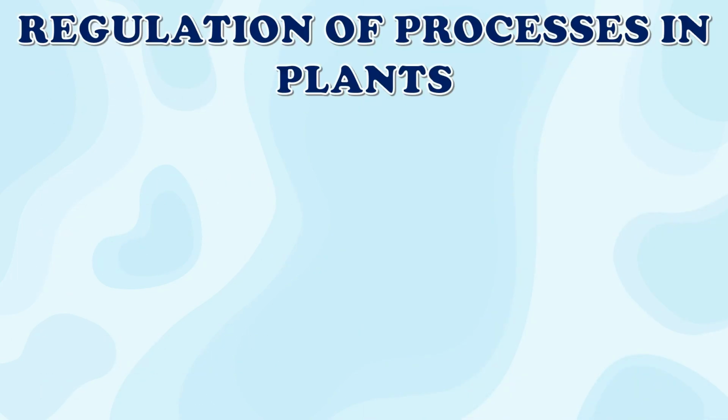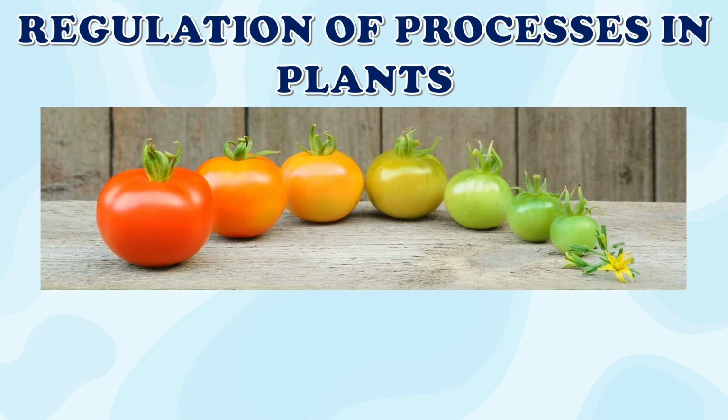Now, let's have regulation of processes in plants. As you observe in this picture, we can see what we call the chemical control. Example po natin dyan is yung tomato. With our observation, from flower, a little fruit, until it gets bigger, and then mahinog na siya.